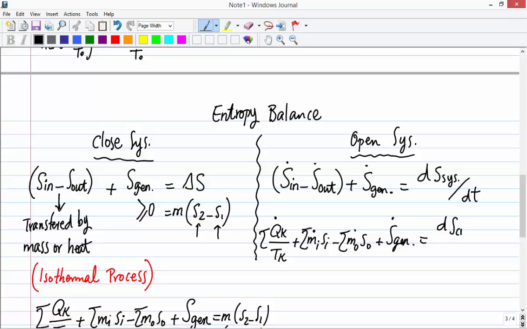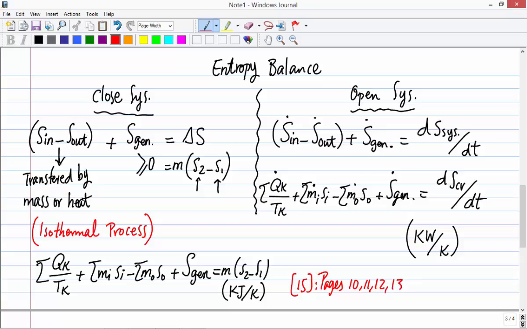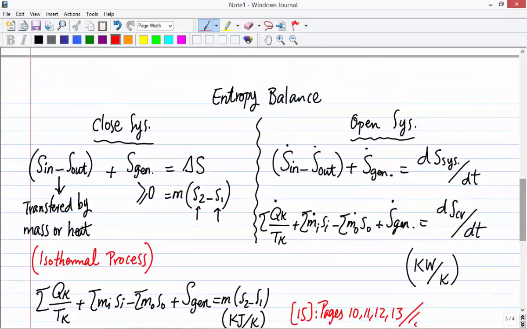of, here I have a control volume, right, which is my system, over dt. And the unit would be kilowatt, because everything is per time. So that would be energy per time, which is watt. And please check lecture notes, 15 pages, 10, 11, 12, 13. Okay, so we have all the material that we need.